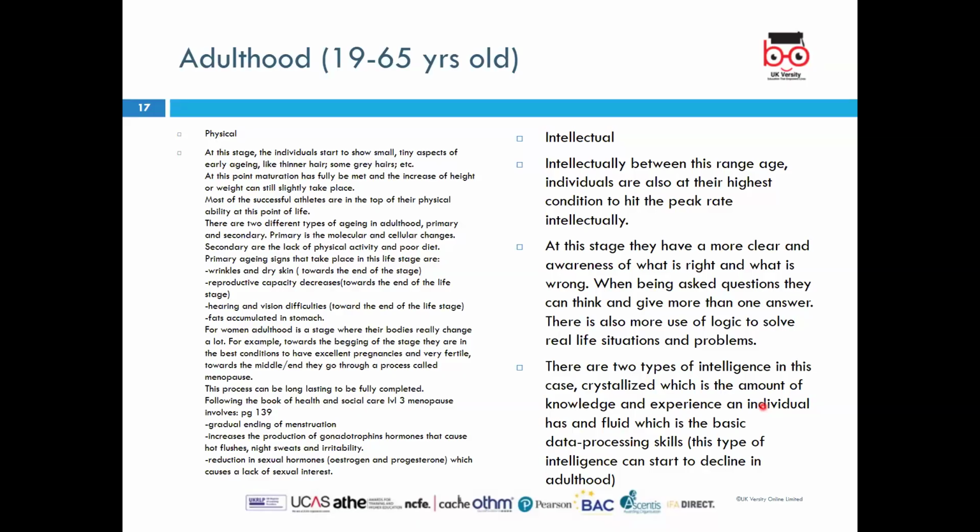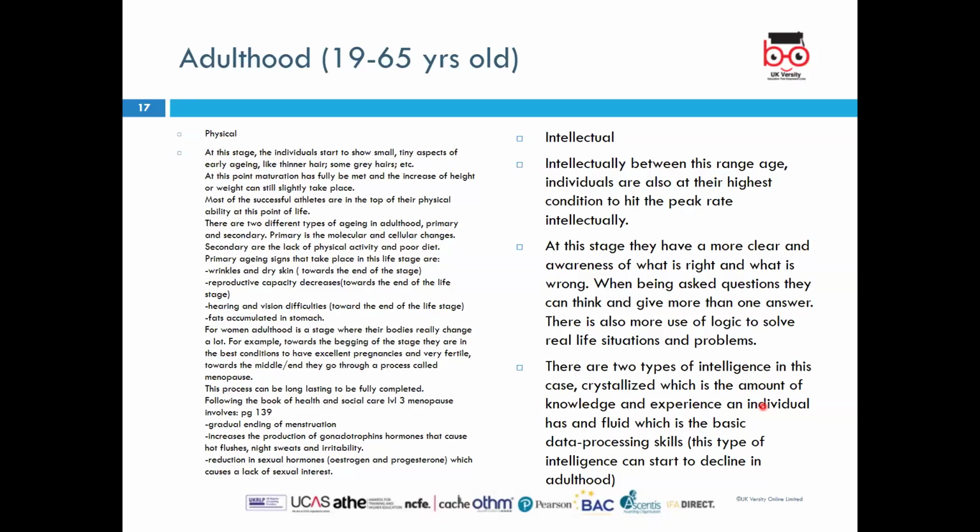There are two different types of aging, primary and secondary. Primary is the molecular and cellular changes which happen at the cell level. Secondary is the lack of physical activity and poor diet. So aging happens because of this. There's molecular or cell death that you cannot stop. That cell dies within a period of time. You can't really regenerate it or stop it from dying. Whereas aging also happens when you're lacking physical activity or consuming a bad diet.